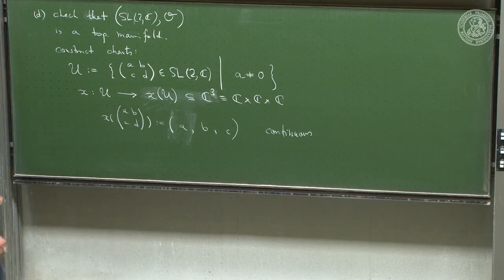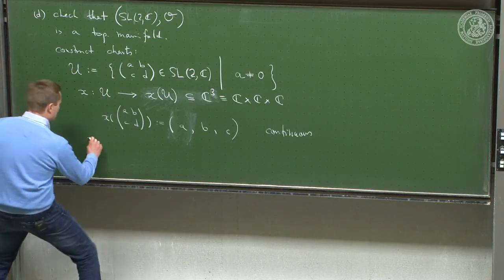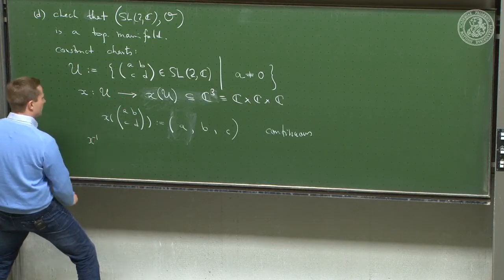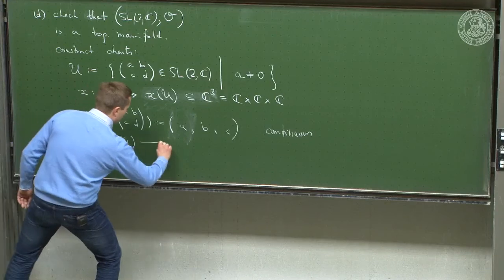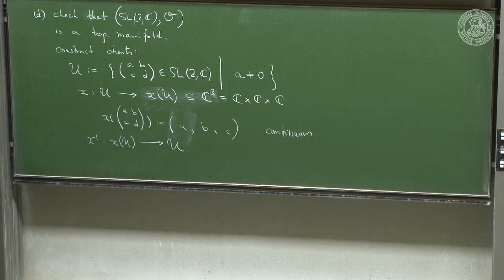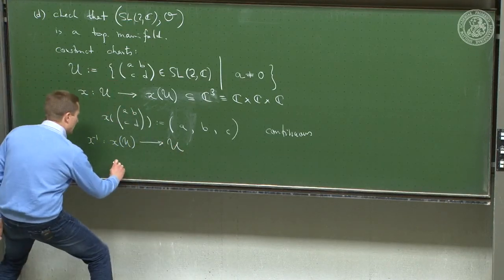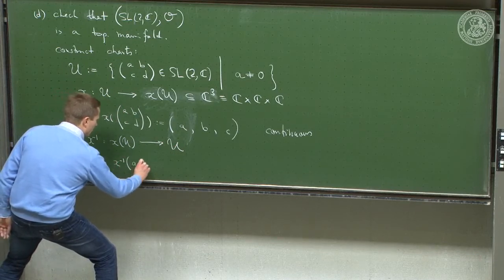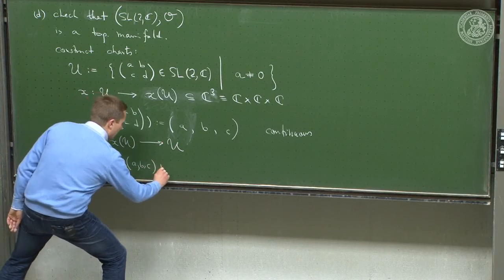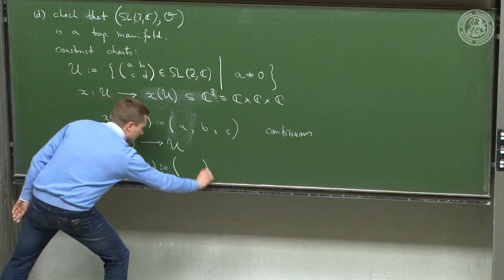So the question is, what is the inverse of this map? Well, let's write it down explicitly. So I take the inverse of the x map. I start at x of u, and I go back to u. How do I do this? Well, obviously, I need to be able to feed the x inverse this triple ABC and to reconstruct from it an element in u.